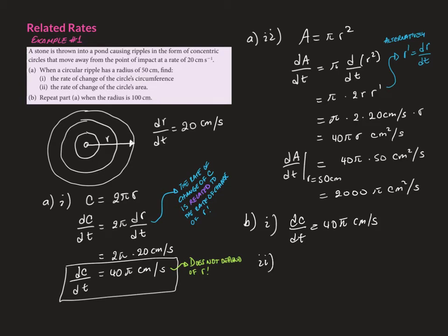However, because the area did have a dependence on the radius, we find that the rate of change of the area when r is 100 centimeters is going to be 40 pi times 100 centimeters squared per second. So that's going to be 4,000 pi centimeters squared per second.